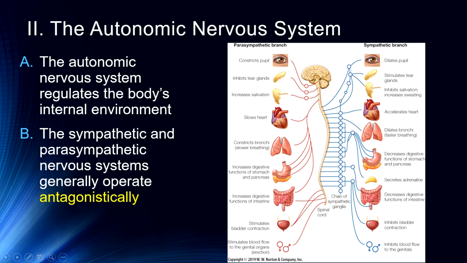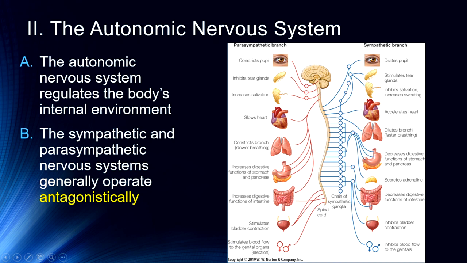So what's going to happen is your pupils will dilate. It will stimulate your tear glands. It will inhibit salivation, increase the amount you're sweating. It will accelerate your heart rate, dilate your bronchi, decrease your digestive functions, secrete a bunch of adrenaline and cortisol, and will inhibit bladder contraction, and will also inhibit blood flow to the genitals. So this kind of stress response is designed to basically take all of your resources and put them towards survival.